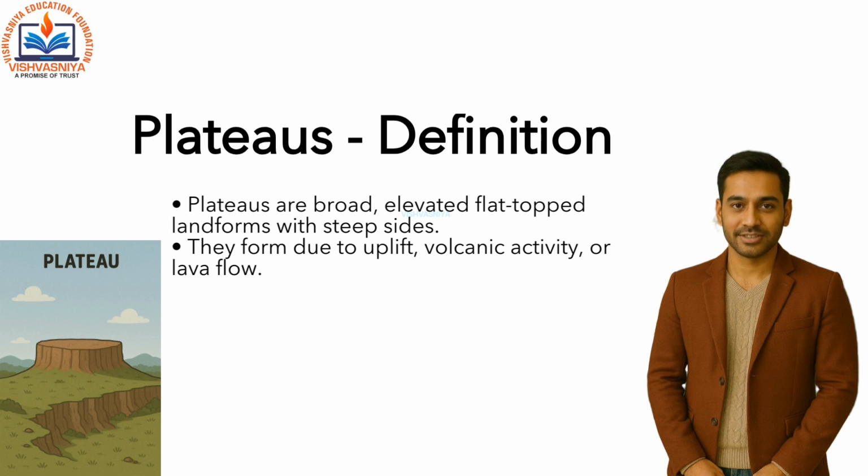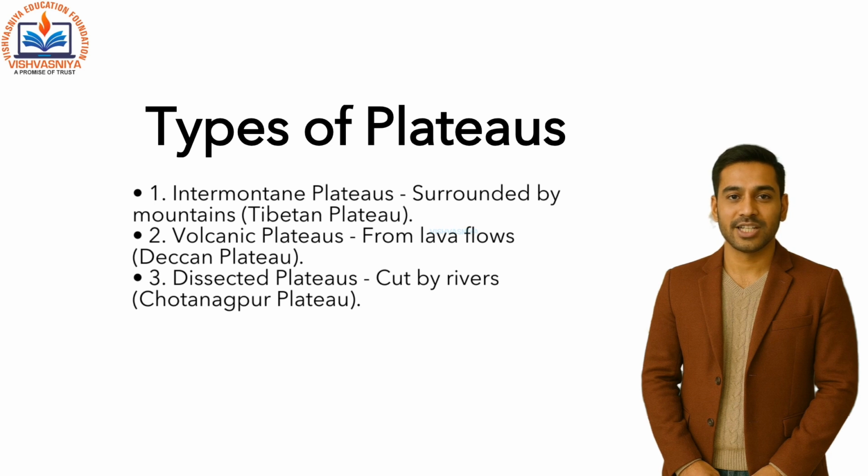Next are plateaus. A plateau is a broad, elevated flat-topped landform with steep sides. Plateaus may form through uplift of land, volcanic activity, or lava flow. Types of plateaus are intermontane plateaus surrounded by mountains like the Tibetan Plateau. Volcanic plateaus formed from lava flows such as the Deccan Plateau. Dissected plateaus cut into by rivers, for example, the Chota Nagpur Plateau.